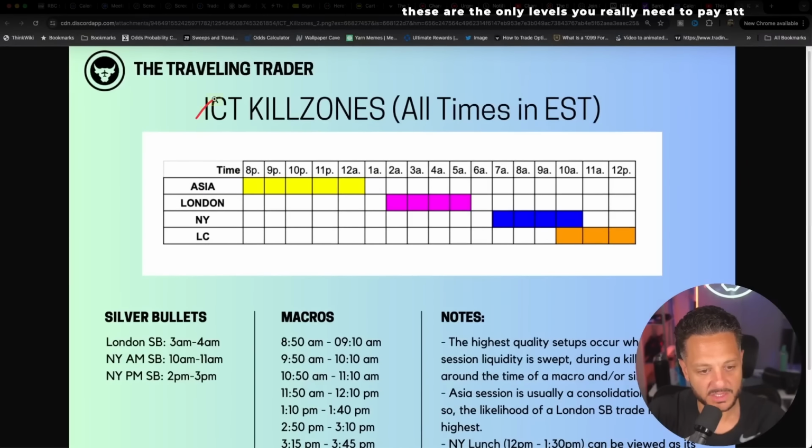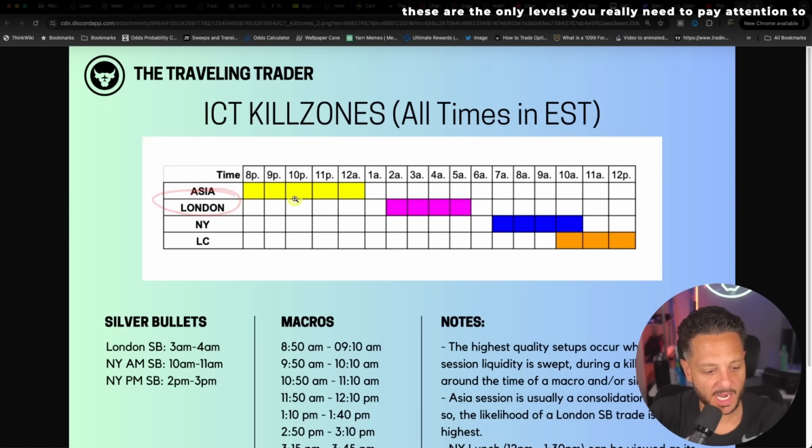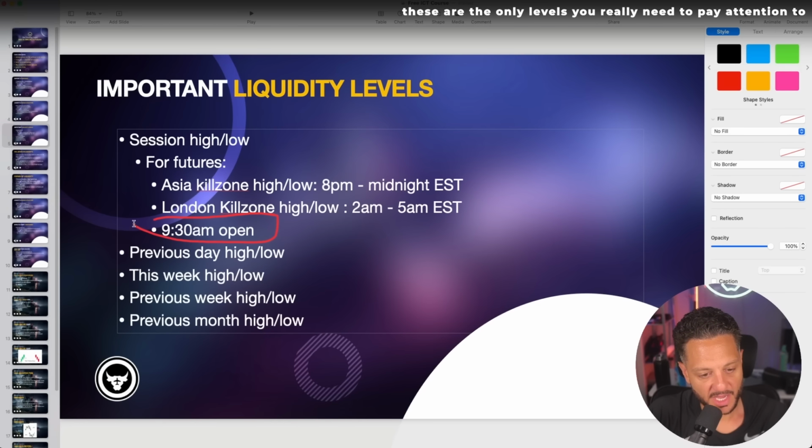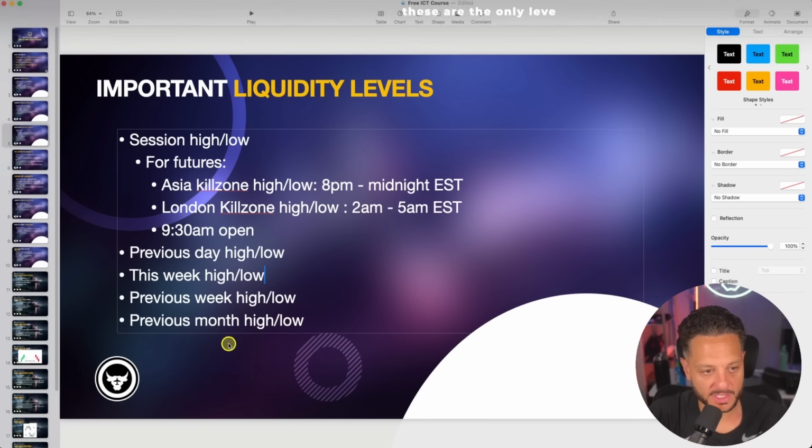When I say pay attention to these levels, these are the only levels you need to pay attention to, right? Asia high low, London high low, obviously the 9:30 a.m. open price, previous day high low, this week's high low, previous week's high low, previous month's high low, right? And you don't need to wake up and draw all these levels before the market starts.